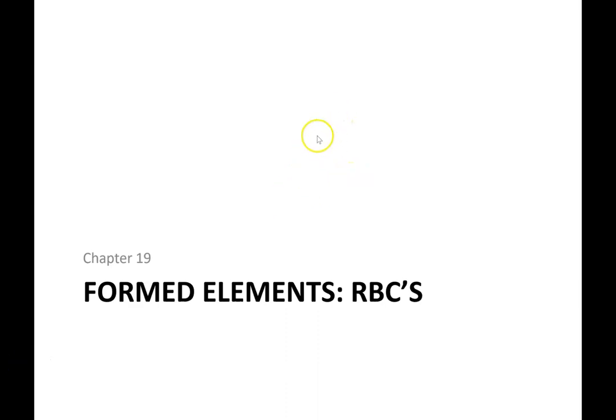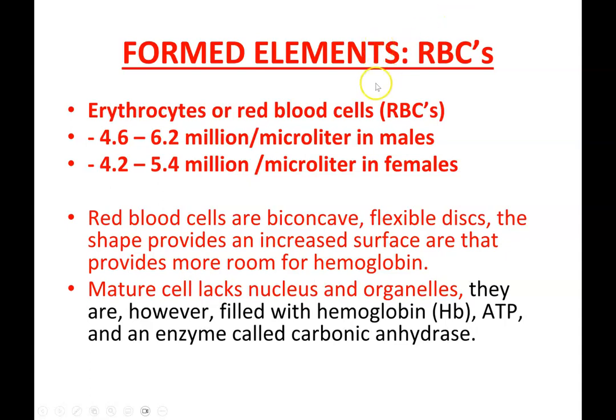This next recording is going to look at the formed elements of blood. We first are going to look at the red blood cells, also called erythrocytes. Notice that erythrocytes are a component of the formed elements, and we count their quantities in millions. We find 4.6 to 6.2 million per microliter in males, and 4.2 to 5.4 million per microliter in females.